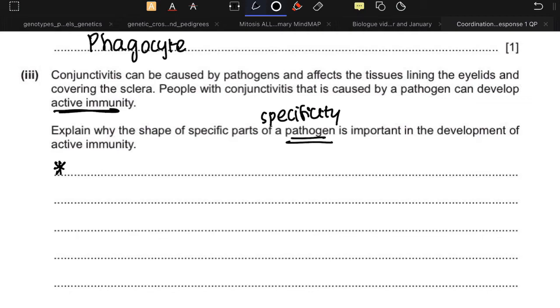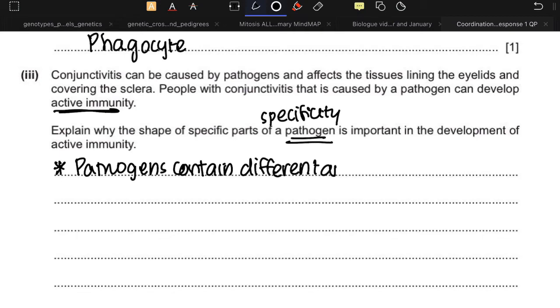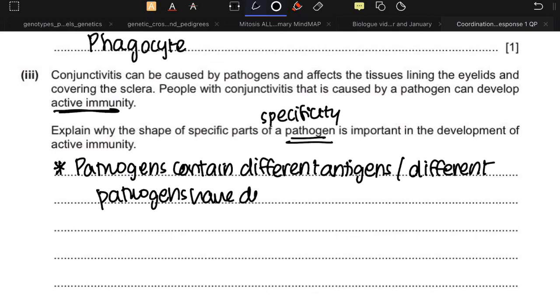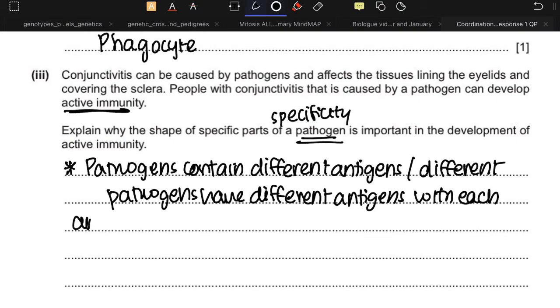So already the first thing that should come to your mind is that pathogens contain different antigens, right? They contain antigens that differ from each one. So different pathogens have different antigens, and each antigen has a specific shape, okay? With each antigen having a specific shape.